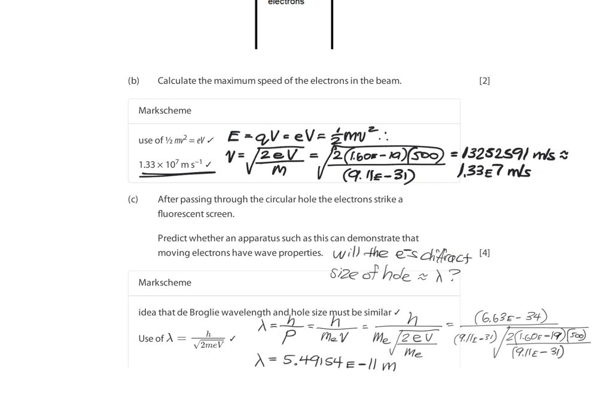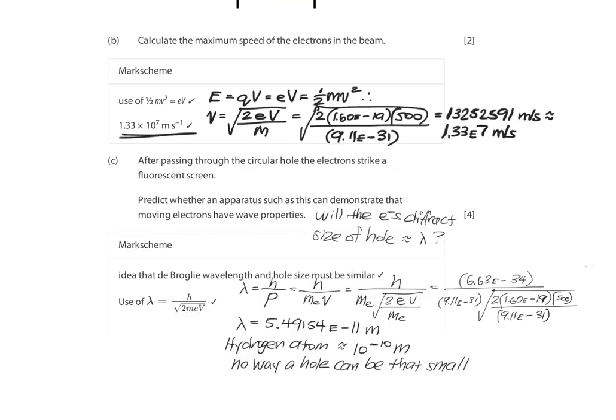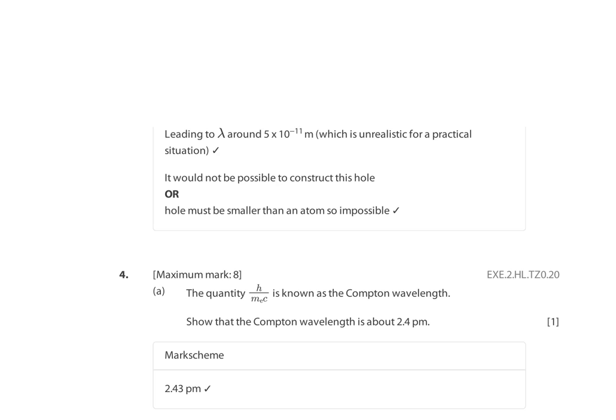So when I run that calculation, I get 5.49154 times 10 to the negative 11 meters. Now that right there is like half the size of the atom of hydrogen, which is fine for the size of the particle, but it's not fine for the size of the hole. So no, the hole is not going to cause the electrons to diffract, because that hole is too big. In order to get the diffraction, you would need a hole smaller than a hydrogen atom. That is not happening, and that's what the mark scheme says.